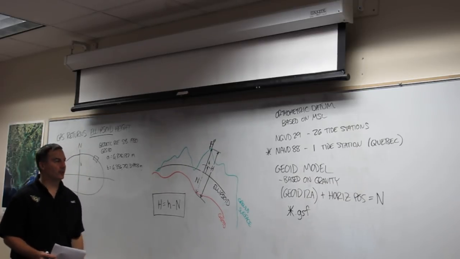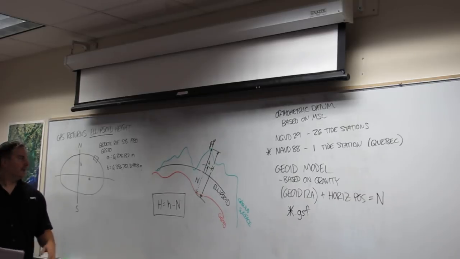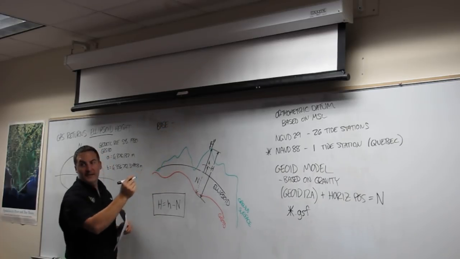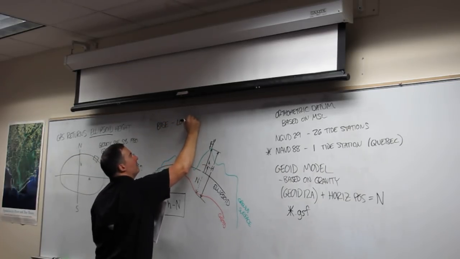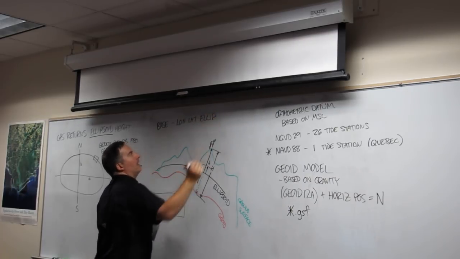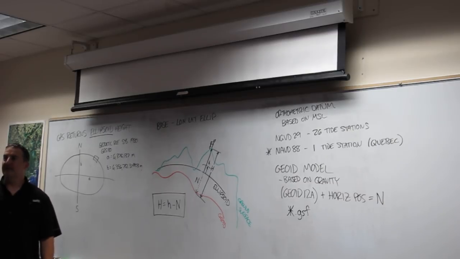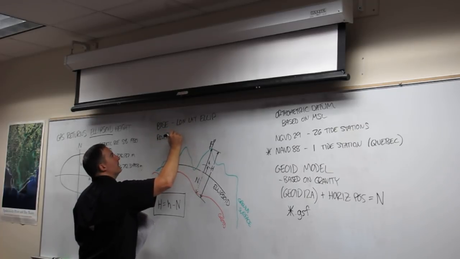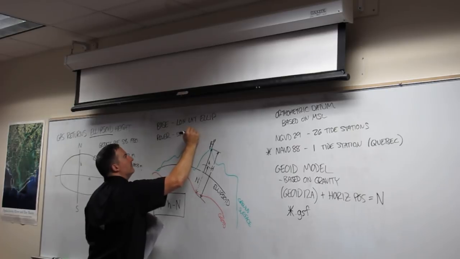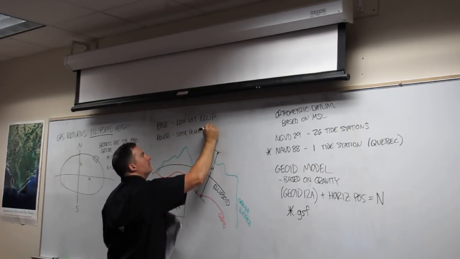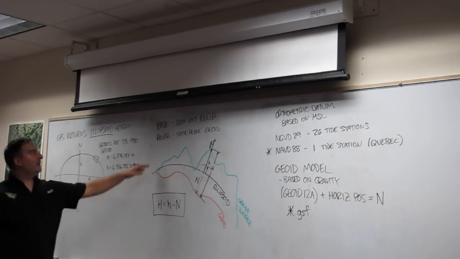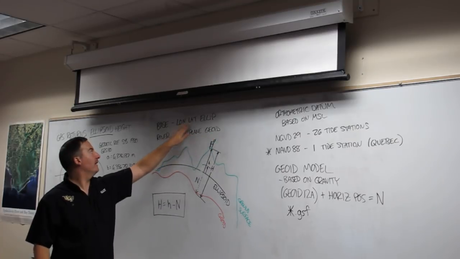Okay? But it's crucial that you understand this, because when we set up the base station, we're going to set it up over a known point and program in the longitude, latitude, and ellipsoid height. We're going to program those three things in. On the rover, we're going to be using state plane coordinates and the geoid height. So the geoid is applied at the rover, not at the base station.